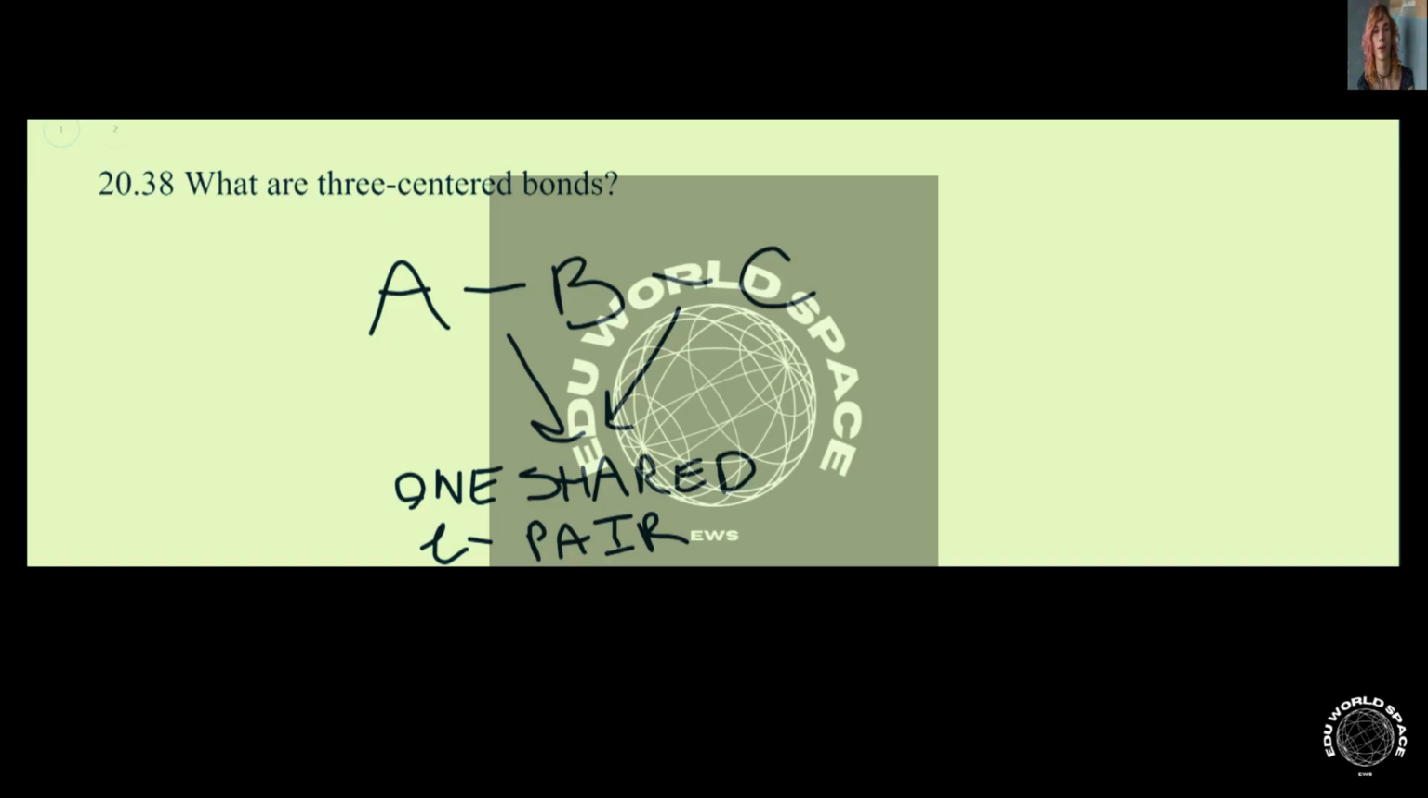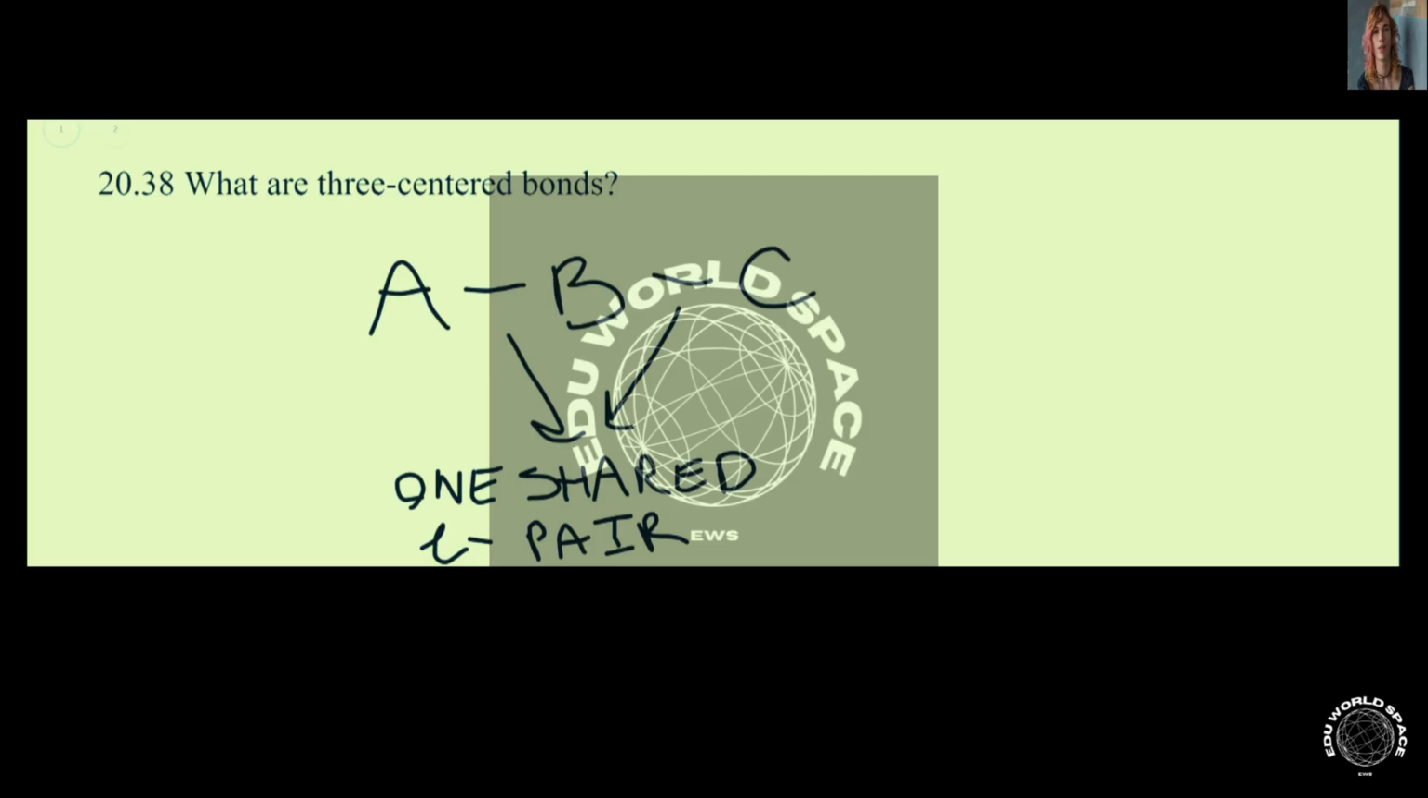Well, normally when two atoms come together to form a covalent bond, they share an electron pair that makes up that bond. But when we have these three-centered bonds, each of the bonds from atom A to B and B to C doesn't have its own shared electron pair. So these two bonds together share one single electron pair.